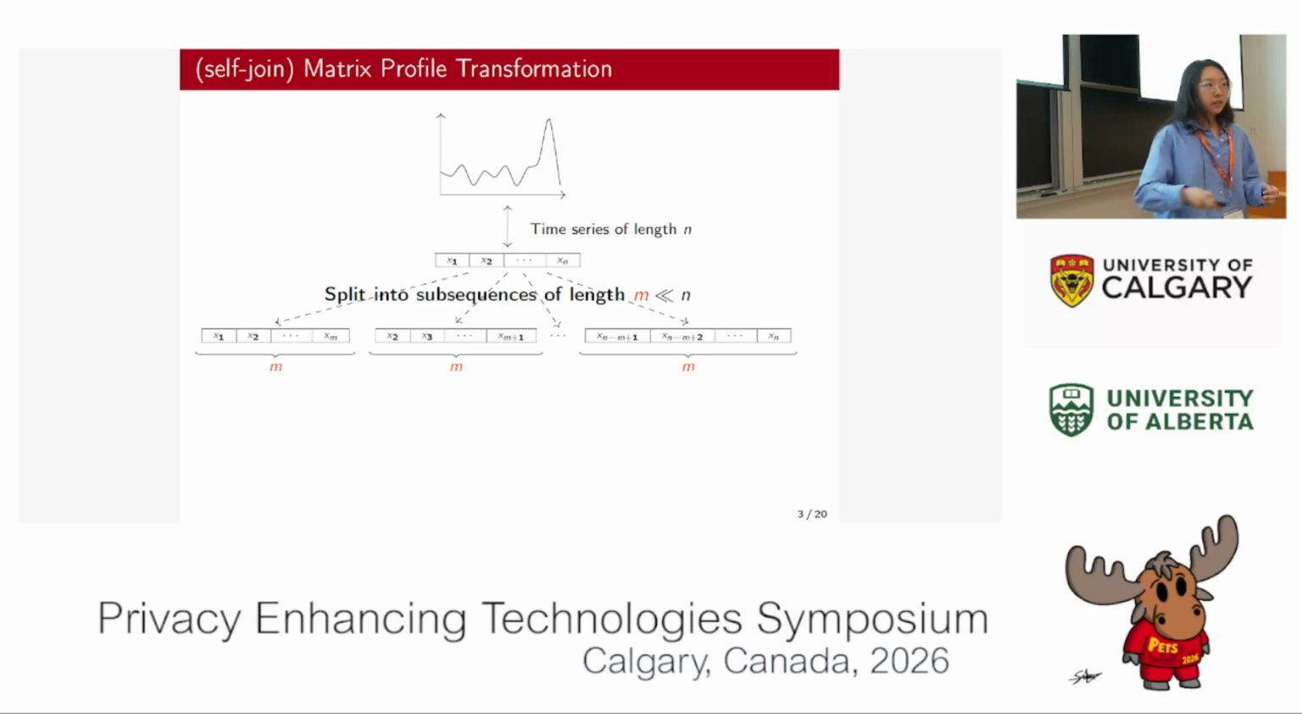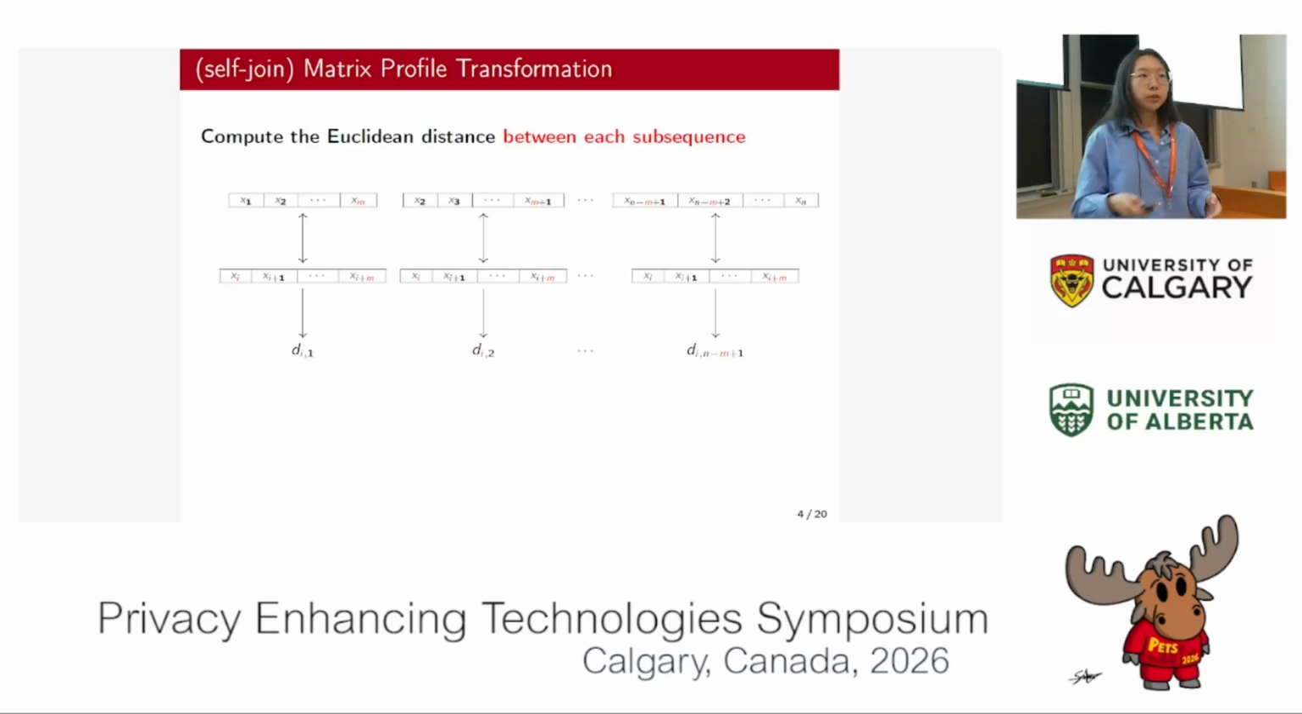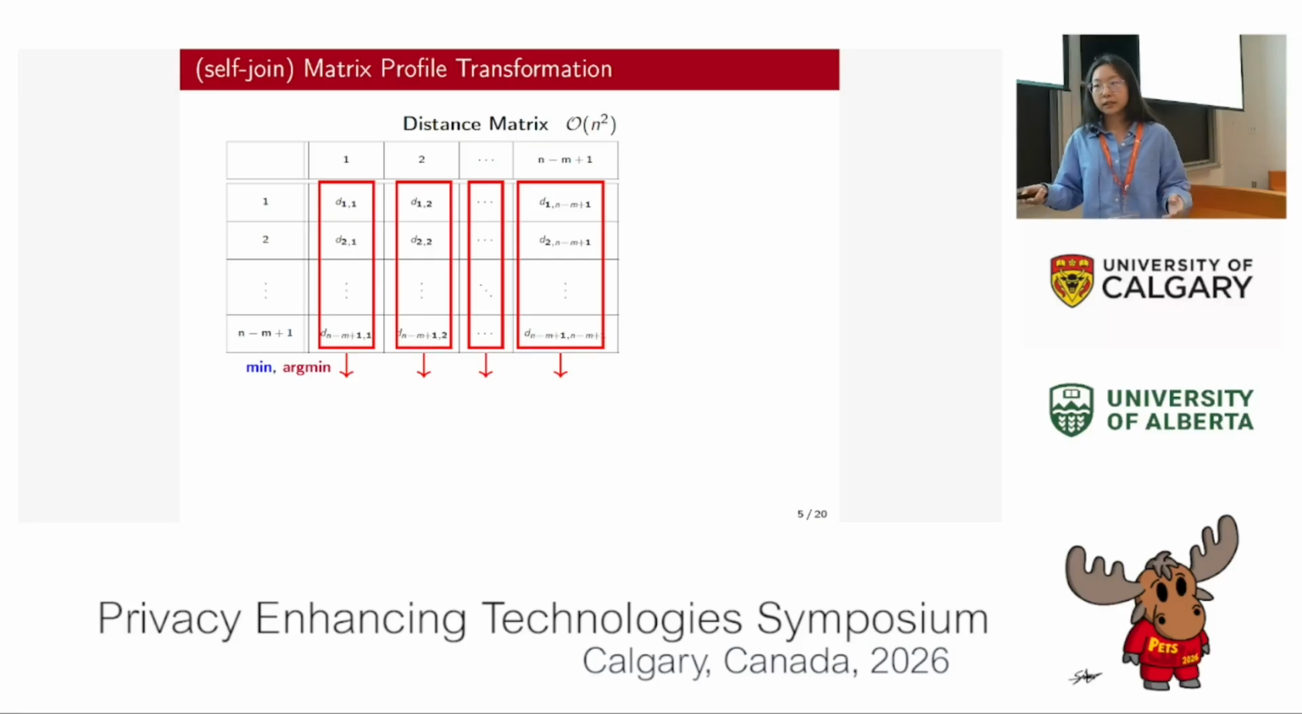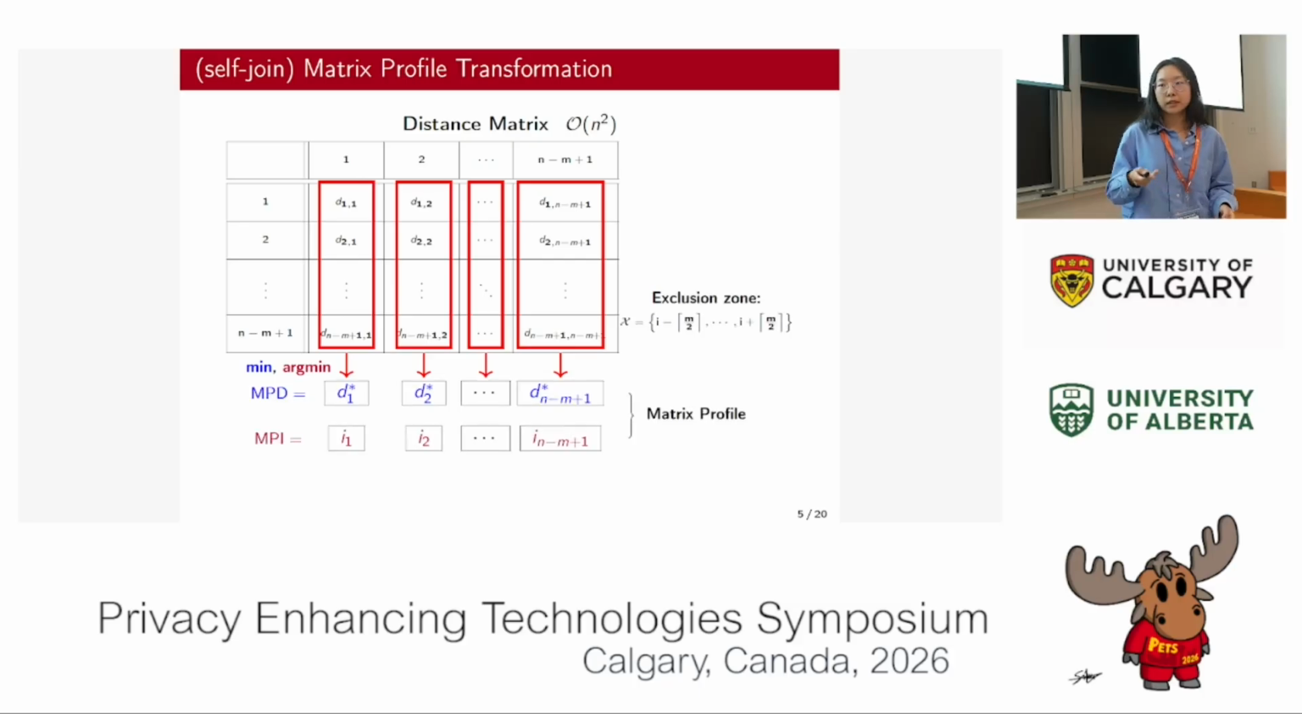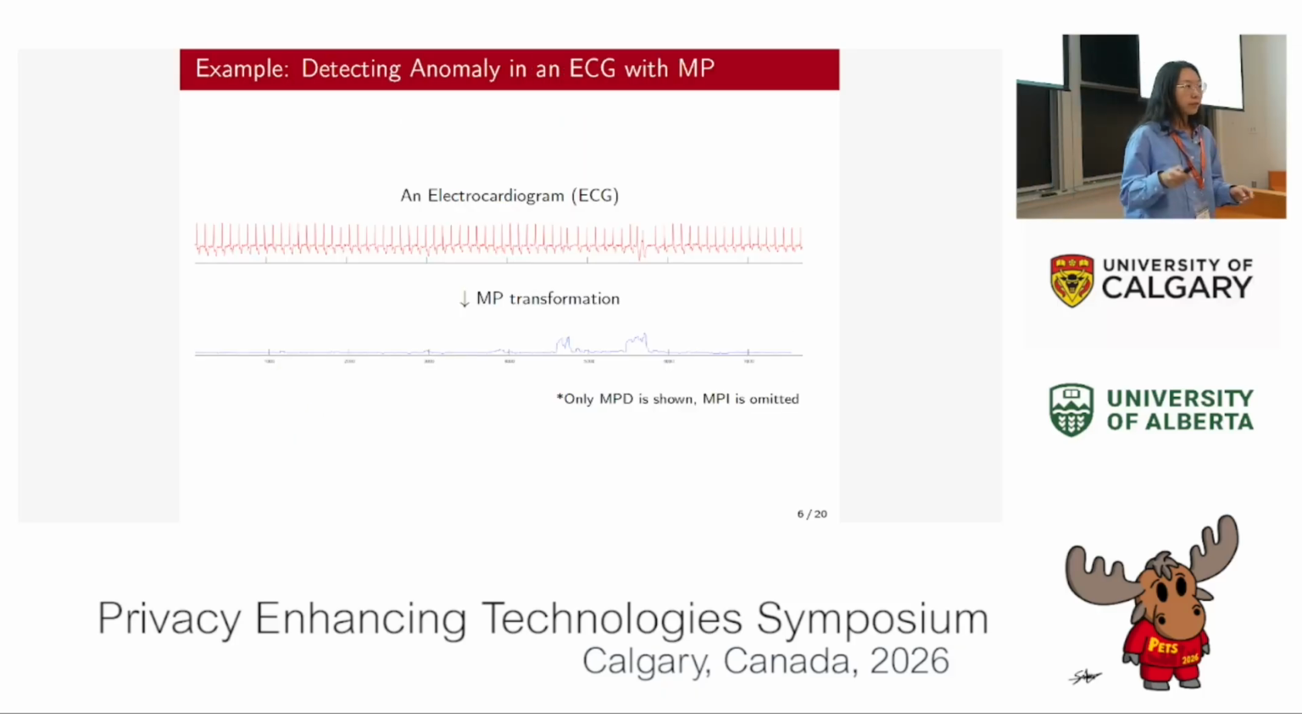When we consider a time series as an ordered vector of a certain length n, we can split it into smaller subsequences of a certain length m, which is much smaller than n. Then we can compute some distances between each subsequence and store them in a matrix called the distance matrix. Then we can apply functions like minimum and argmin at each column of the matrix, and we store this data into two separate vectors that we call the matrix profile distance and the matrix profile index. These two vectors compose what we call the matrix profile. So that was the formal definition of matrix profile.